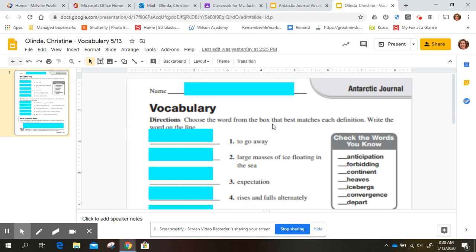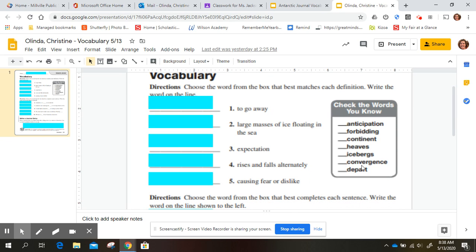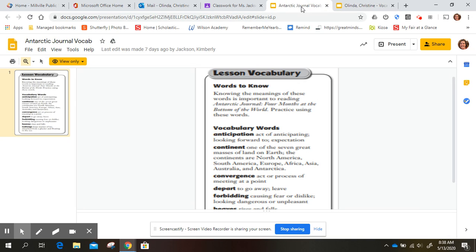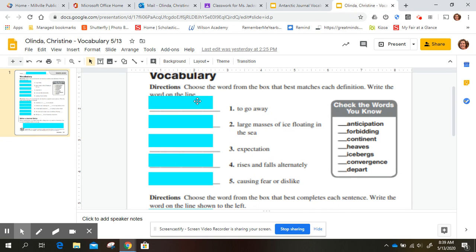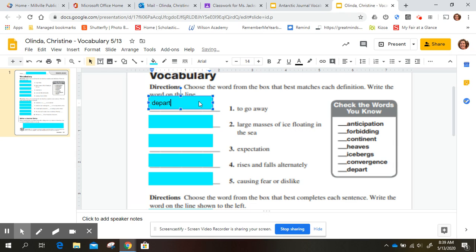So it says, choose the word from the box that best matches each definition. Write the word on the line. Number 1 says to go away. So I pick my choices here: anticipation, forbidding, continent, heaves, iceberg, convergence, depart. So if I flip back here, which word meant to go or leave away? And so I scan quickly and I see to go, leave away, and the word was depart. So I'll type depart for number 1.